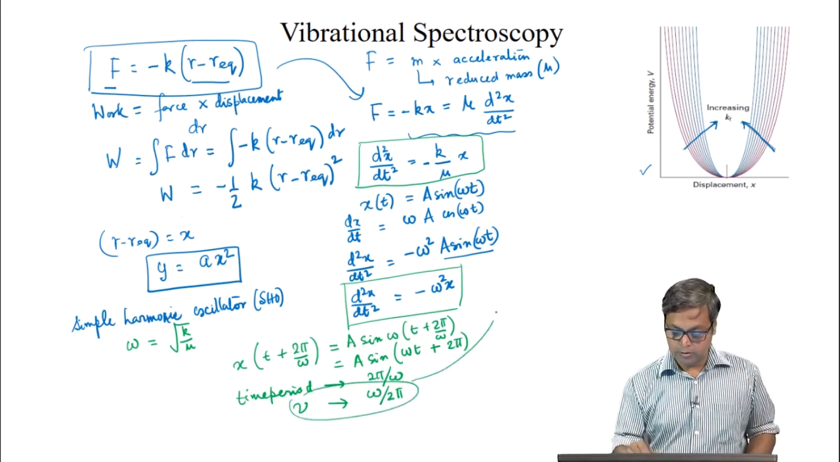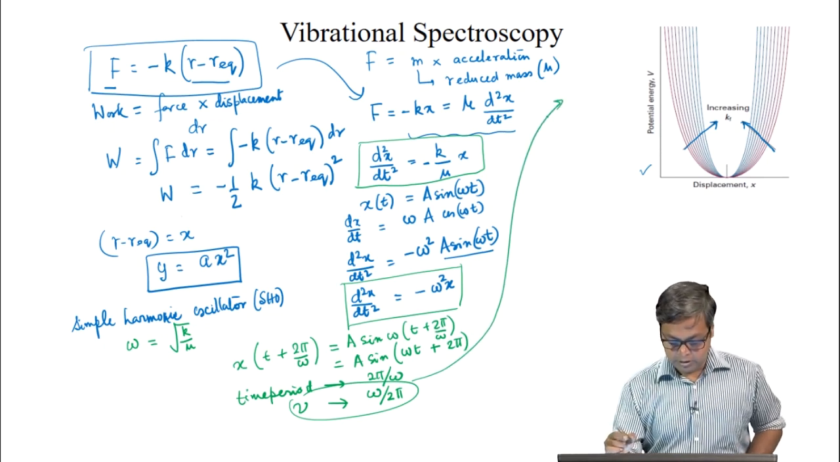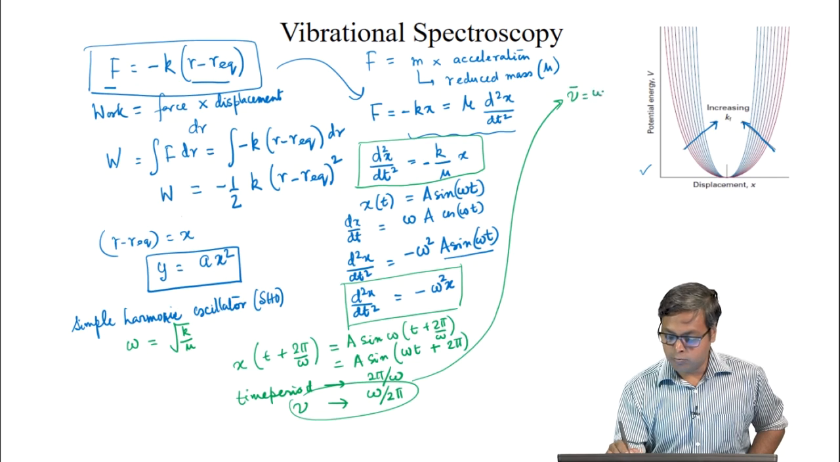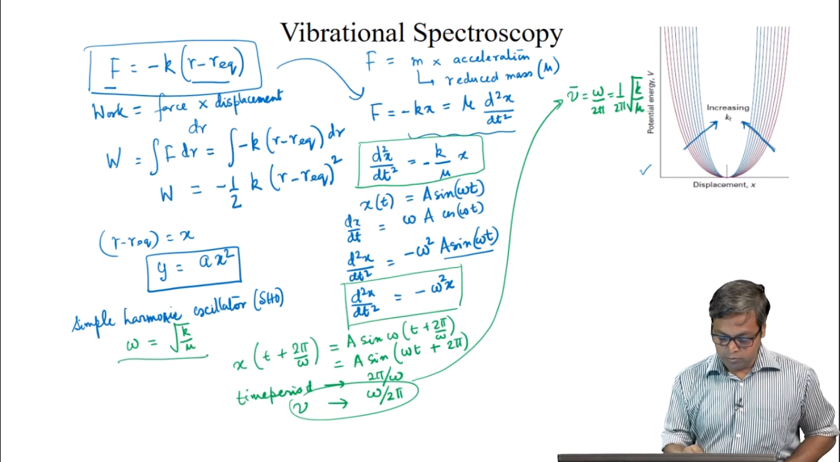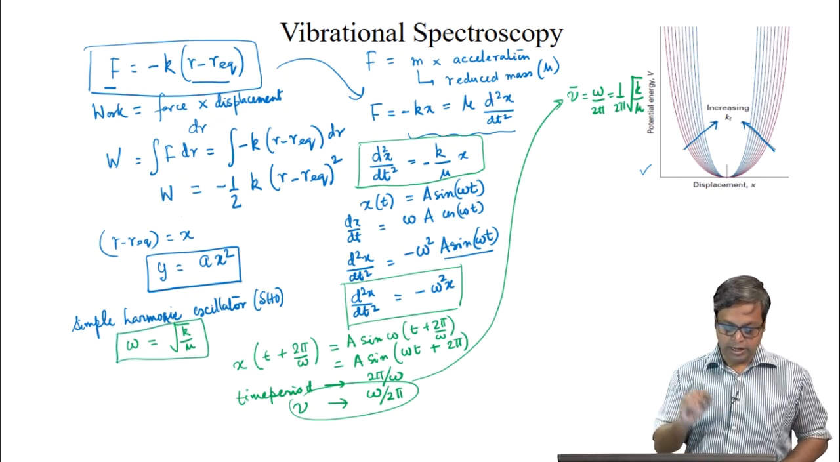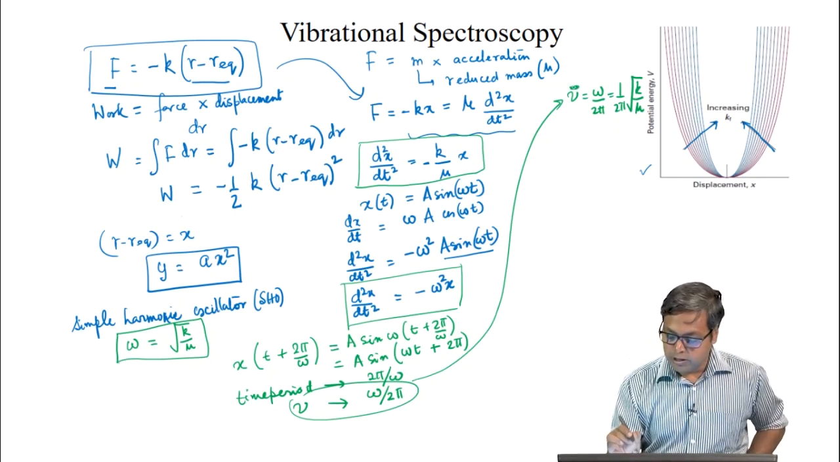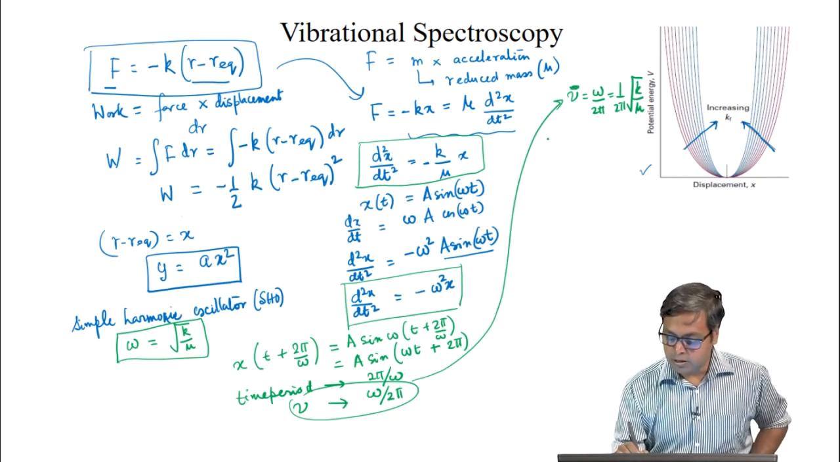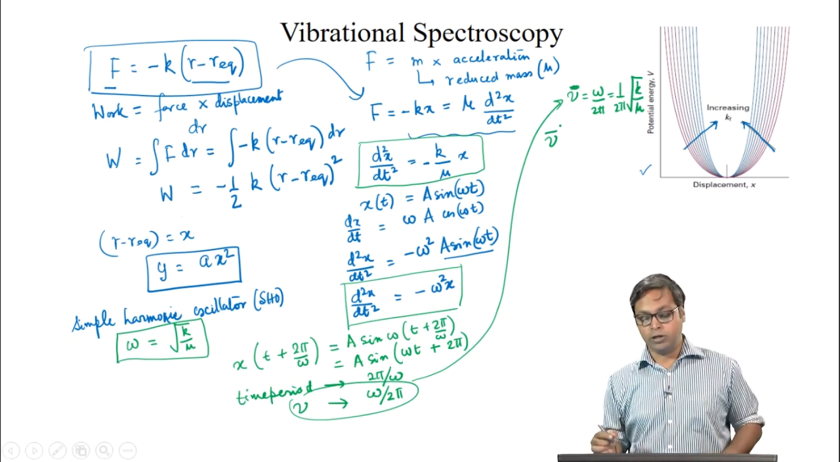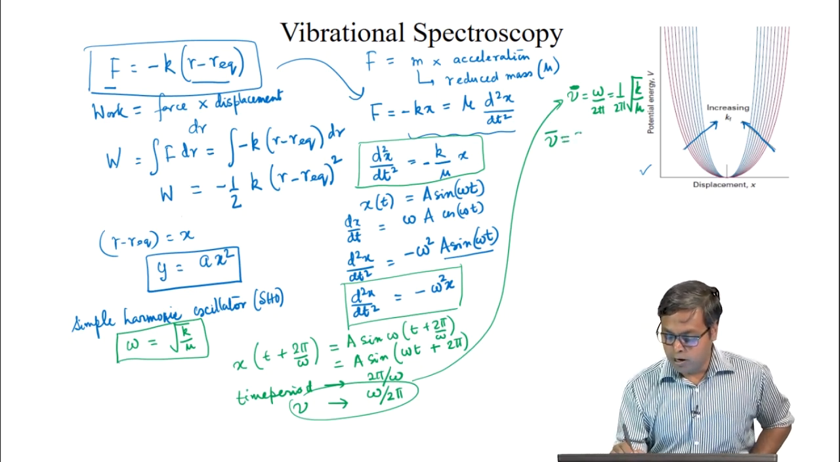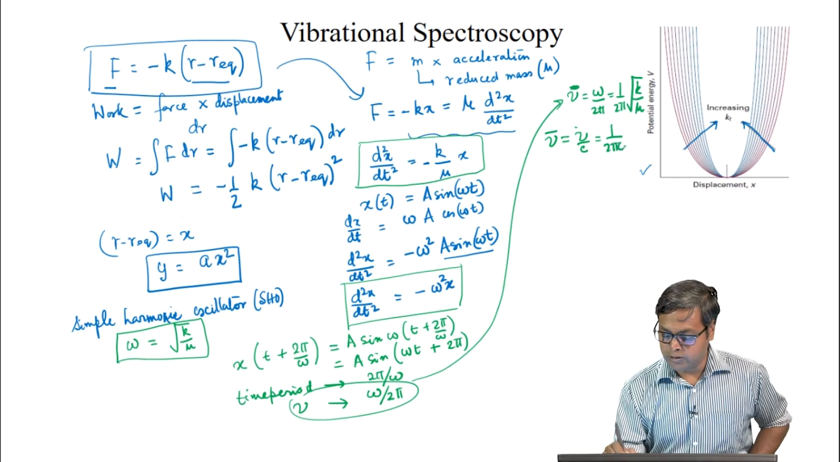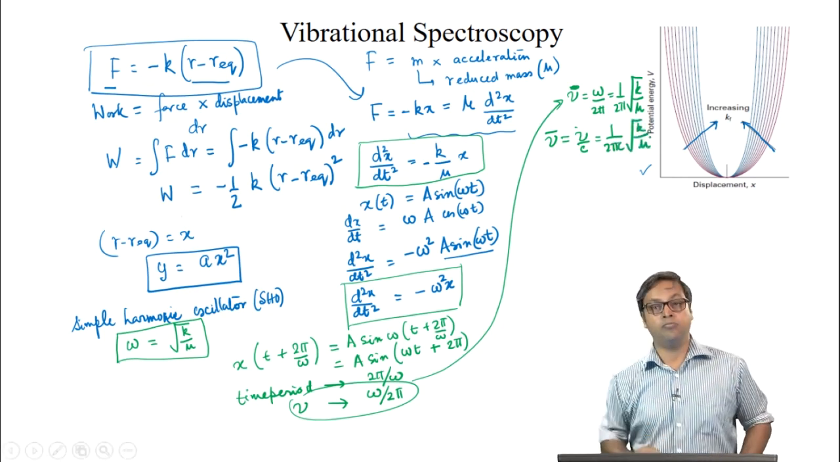From here we can write that nu equals omega by 2 pi equals 1 by 2 pi root over k by mu, because we already knew previously that omega equals root over k by mu. This is the frequency, and if I express it in nu bar, that is in wave number units, I know nu bar equals nu by c. So, nu bar will be 1 by 2 pi c root over k by mu.